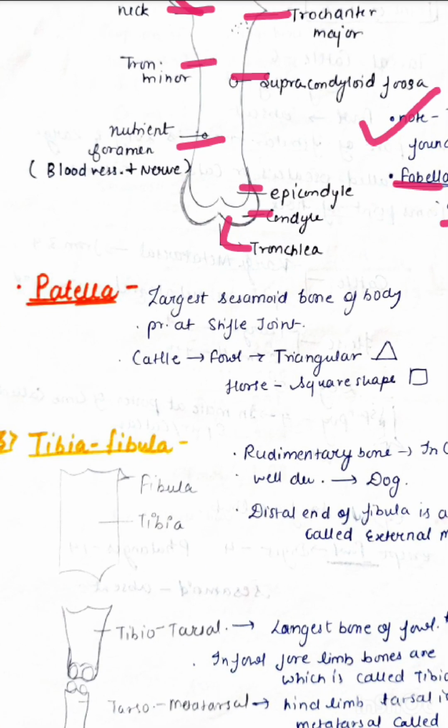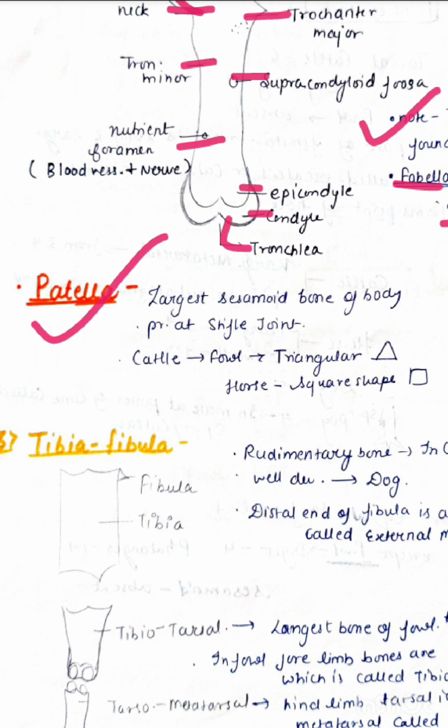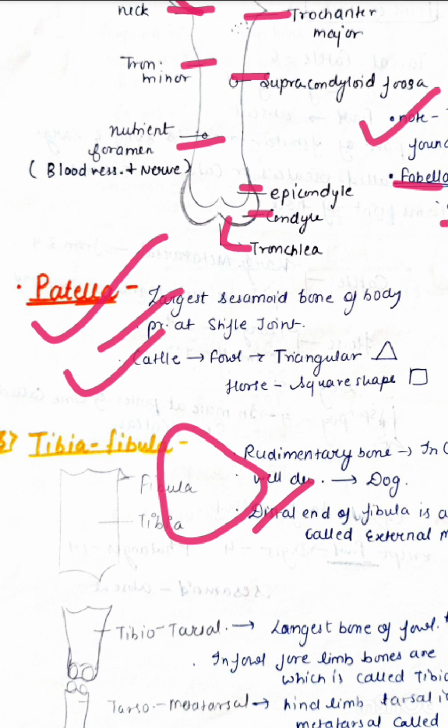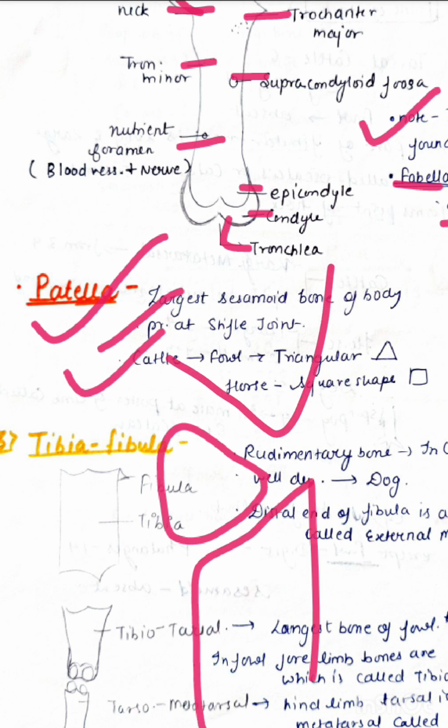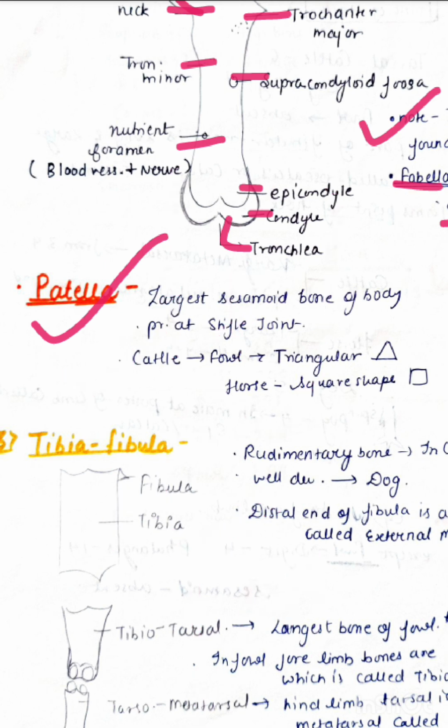Now we come to the patella. It is the largest sesamoid bone in the body. It is irregular in shape, therefore it is known as a sesamoid bone. It is present at the stifle joint. This is the stifle joint, in which the upper part is the femur, this is our patella, and this is the tibia and fibula. So it is a sesamoid bone.